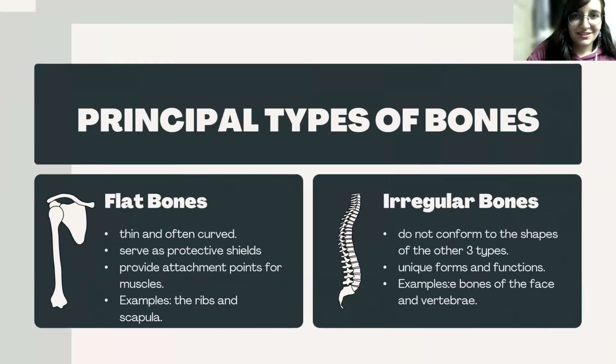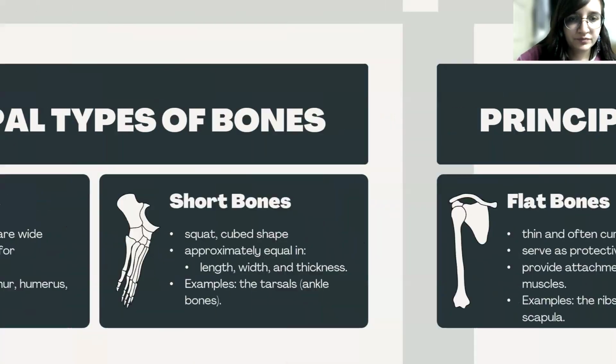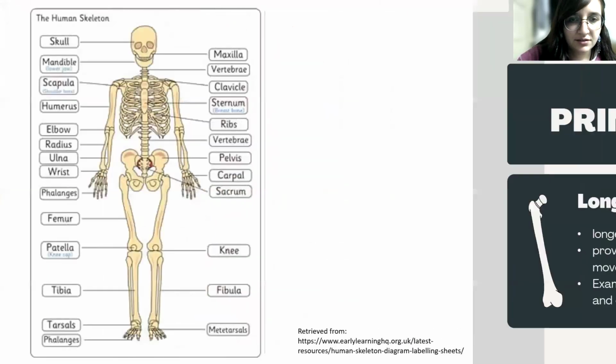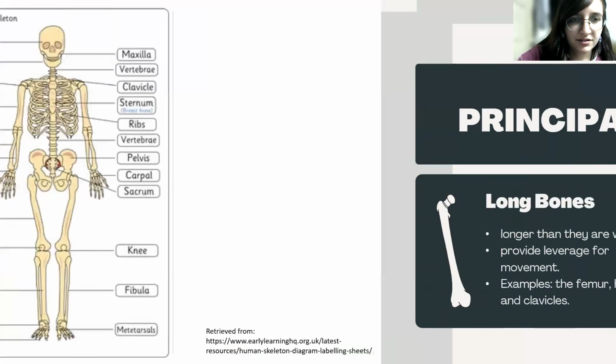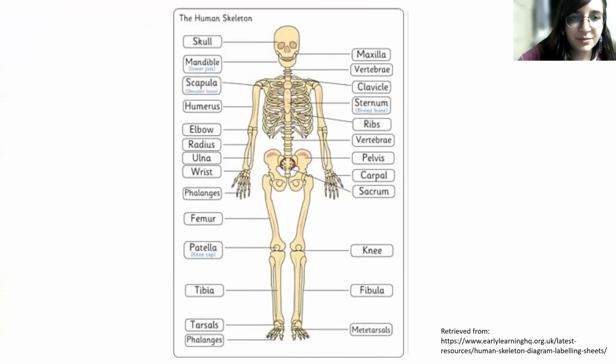Next, the flat bones. The flat bones, again, are not that difficult to tell. They're thin and often curved. They serve as protection bones. Let's look at an example. The ribs, for example. Here, these are considered flat bones. They're very thin and flat. Their function is that they provide protection.